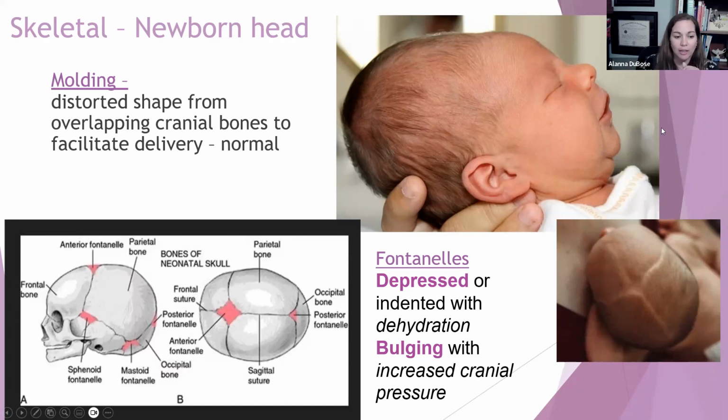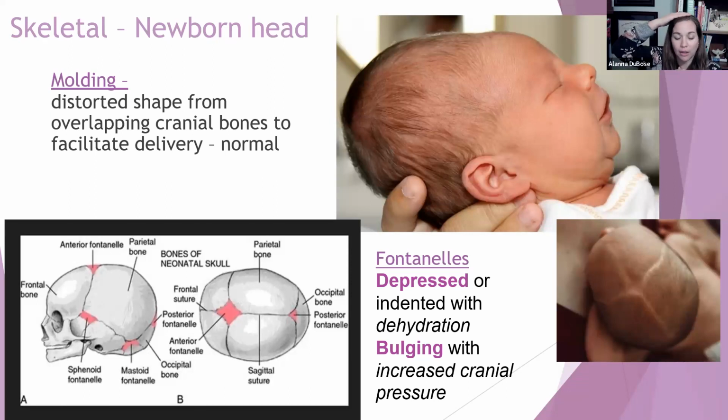The normal finding is that the fontanelles are flat, pretty even with the skull bones there. If the fontanelles are depressed significantly, then we would suspect dehydration in the baby. Now we're not really talking about birth injuries per se, but we're just talking about assessment of the skull. But bulging could be related to a birth injury.